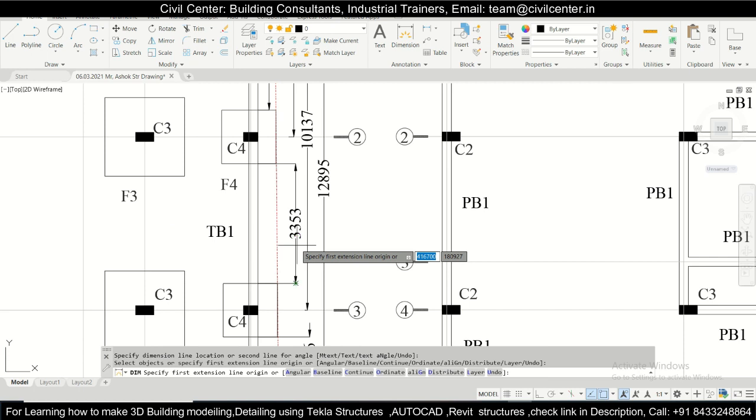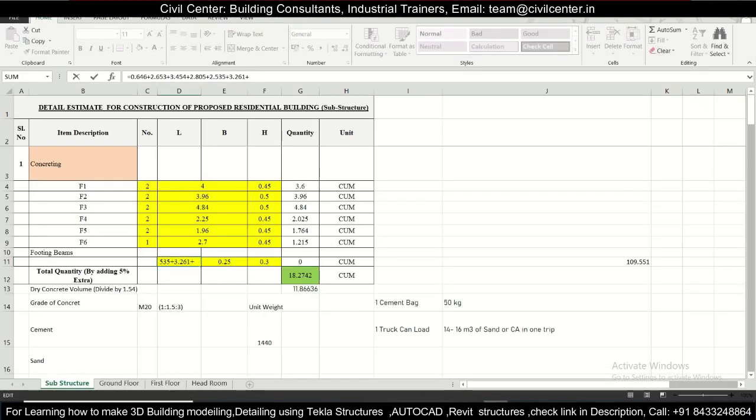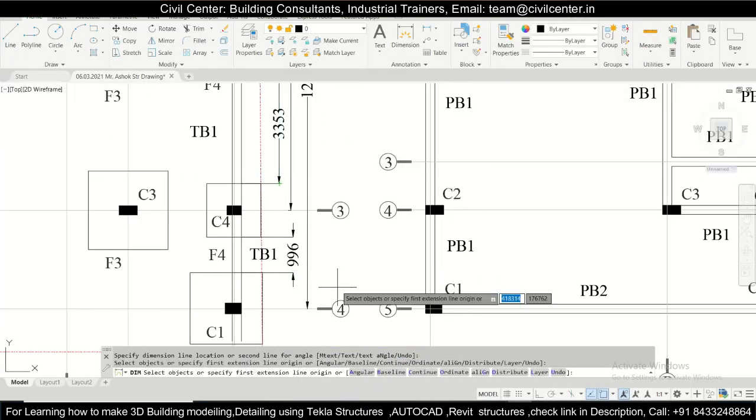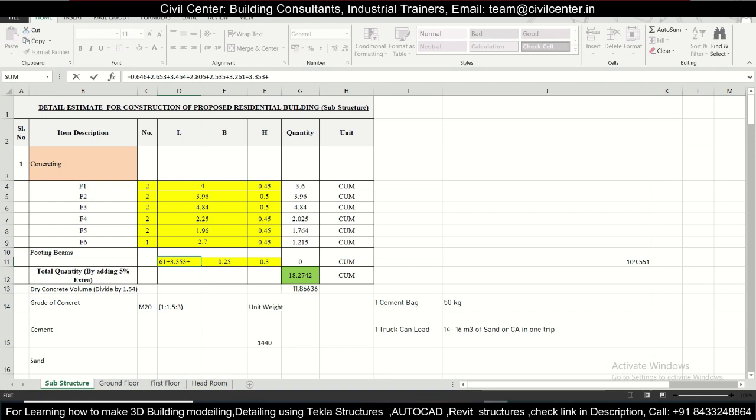and here 3.353 plus, and the next one is 0.996, and this is the size which you have here. I will just use a multiply command here, or else we already have a command here, we'll just type 1 here. So this is done, this is the multiplication of all this. So here we also have found the quantity of concrete which will be utilized in the footing beams.